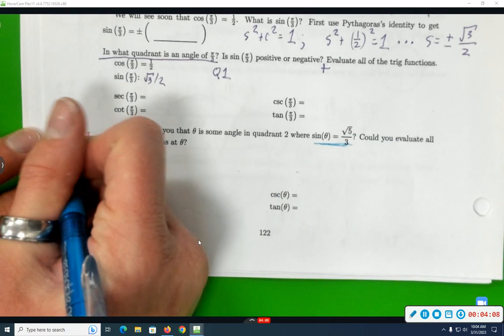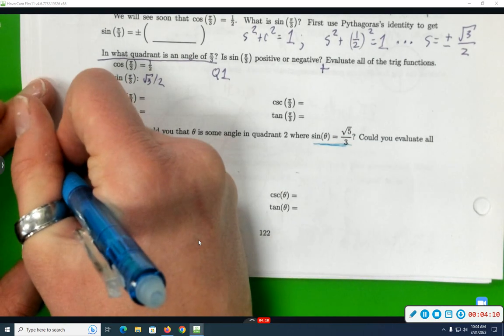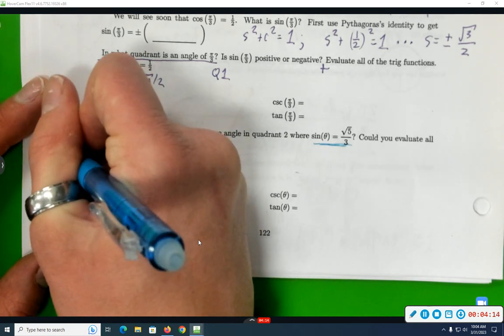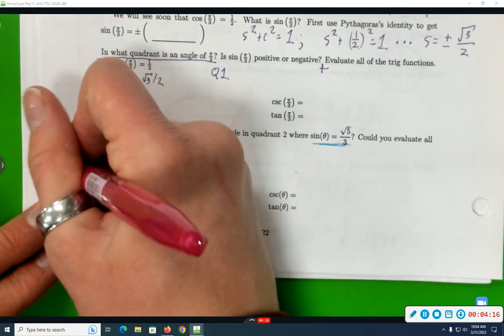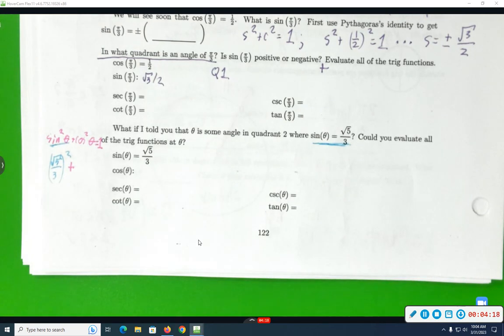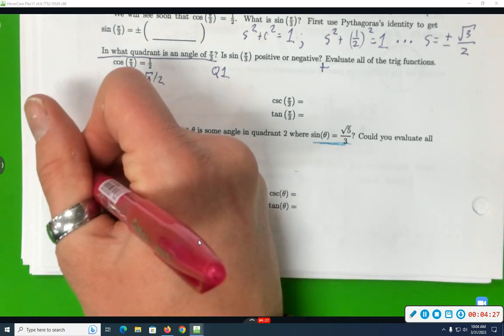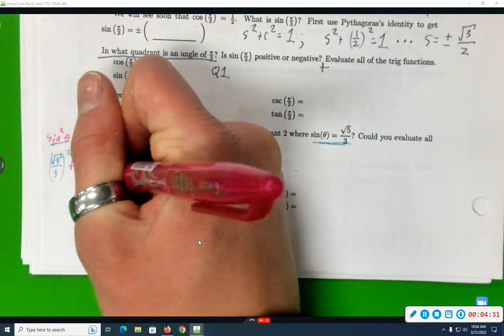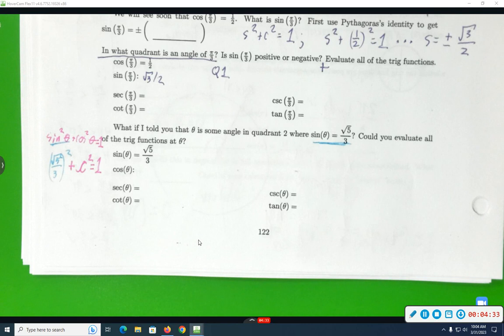Let's plug that in. So that means I see root 5 over 3 quantity squared plus, I would like to know what cosine is. That's the unknown of this problem. I don't want to keep writing cosine, so I'll replace cosine with c, so c squared, equals 1. Does that look like something you could solve for c? And if you solve that for c, you will know what cosine theta is.